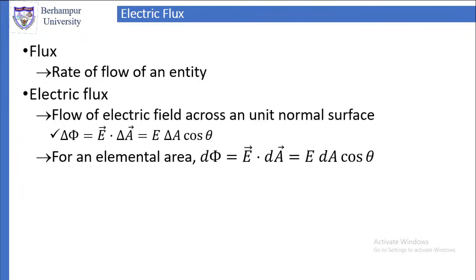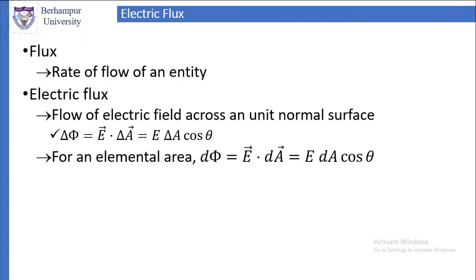Then you know the dot product rule, A dot B is equal to AB cos theta. So E dot delta A will be E delta A cos theta, where theta is the angle between E and A. E is the electric field, so you know the direction of electric field. Similarly, A is the area, and the direction of area is normal to its surface. Therefore, the angle between the electric field and normal to the surface of the area is theta. Then E dot delta A is equal to E delta A cos theta.